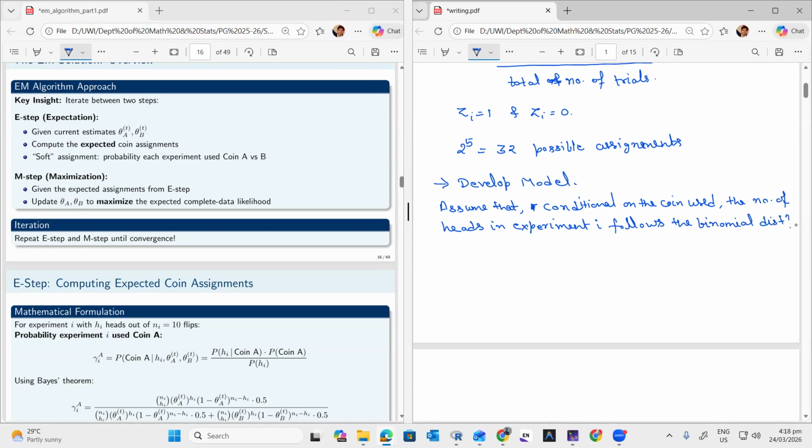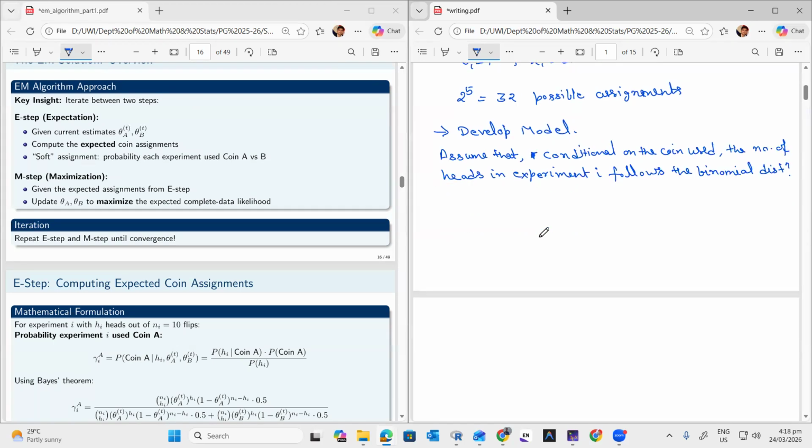Definitely it will follow the binomial distribution. Yes or no? It will follow the binomial distribution or not, the number of heads in each experiment. It doesn't matter whichever coin we are using. The total number of heads will follow the binomial distribution or not. Tell me. Yes or no?